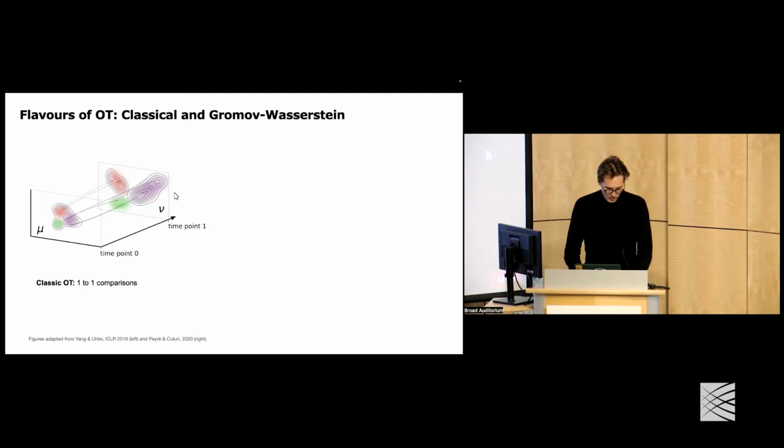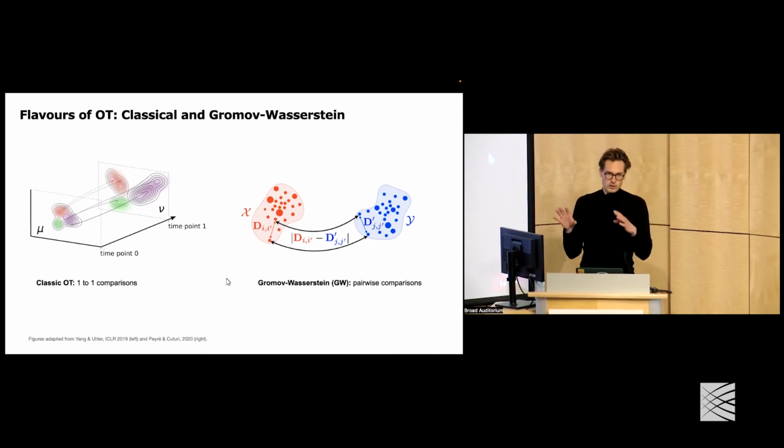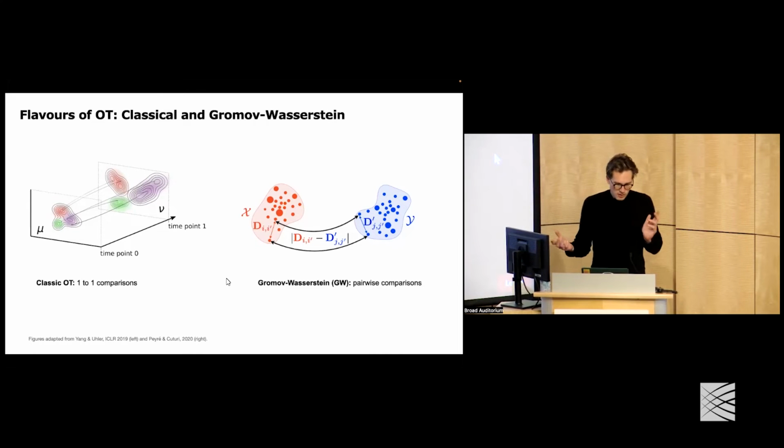Marco talked about the classic optimal transport setting where you have two densities that live in the same metric space where you can do one-to-one comparisons. But Marco also mentioned that there are often situations, also in single-cell genomics and in other data science applications, where you cannot make one-to-one comparisons between the two different spaces, for example, because they have different dimensionalities, or in general, because they're just two different metric spaces.